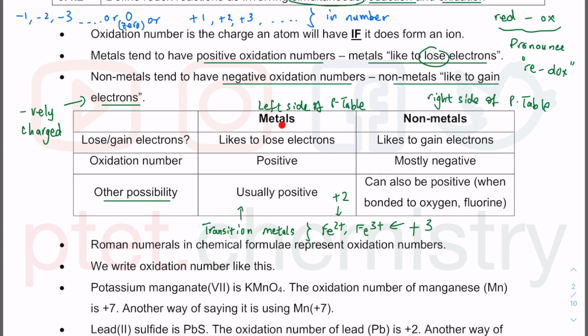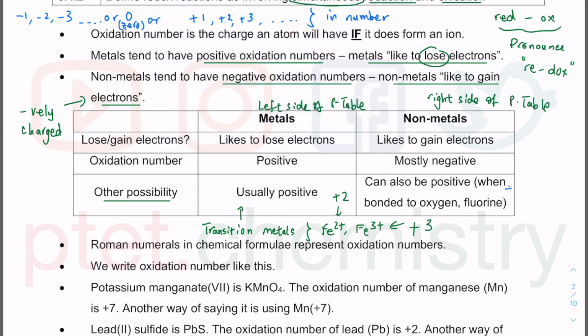Things like group 1 will form +1 metal ions, group 2 will form +2 metal ions, but transition metals can have ions of different oxidation states, and you know how to test for these using sodium hydroxide and getting different observations very, very clearly. Non-metals like to gain electrons, therefore mostly negative oxidation numbers.